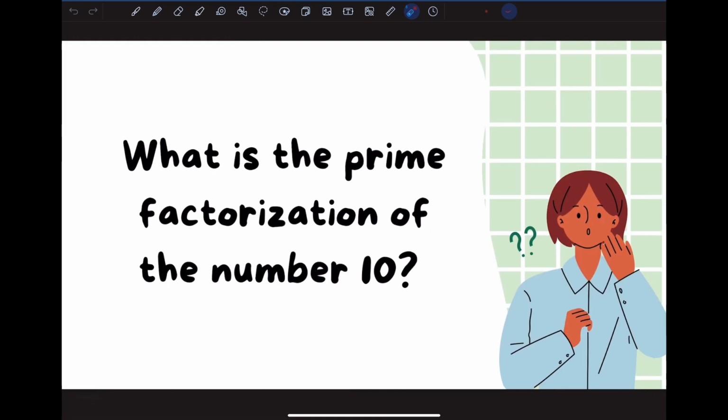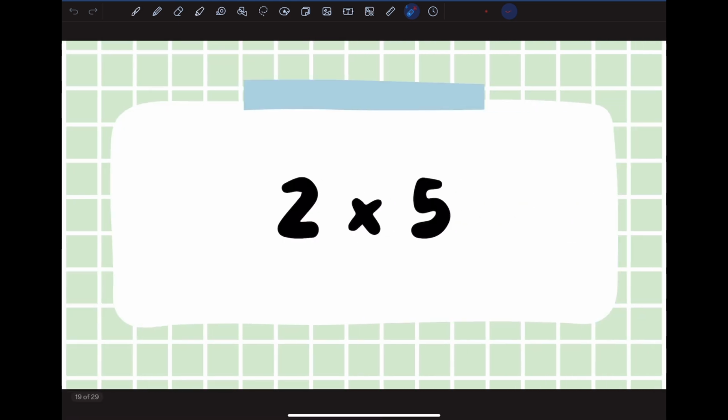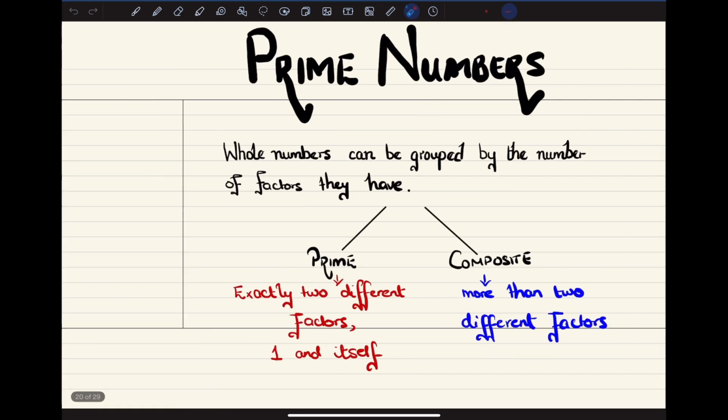Okay, what is the prime factorization of the number 10? Think about it. It's very simple. It's 2 into 5. 2 is a prime number and 5 is a prime number as well, right? Okay, let me get into more. This was a very basic level explanation. Let's dive into slightly more detail.